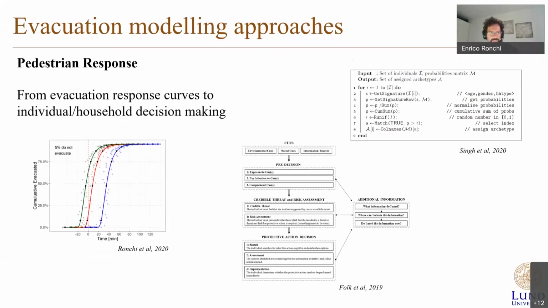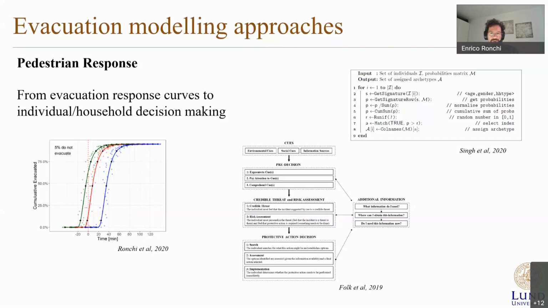The other modeling layer is the pedestrian response, and we see that from evacuation response curves, which are a macroscopic, aggregated representation of people's response, we can range to much more sophisticated representations. Here I put two figures from two different studies, one from Singh et al. and one from Falk et al. One is a conceptual model of people's response based on the protective action decision model by Lindell and Perry, and that's the work from Falk et al. While Singh instead built an actual agent-based model based on the concept of archetypes. This is a very interesting work. What he did with his colleagues was to define possible typologies of people, archetypes of people in a WOI fire, and then assign certain characteristics and certain responses based on those archetypes. This is a very interesting approach, which allows us to factor in the specifics of different types of population and different types of people within a household.